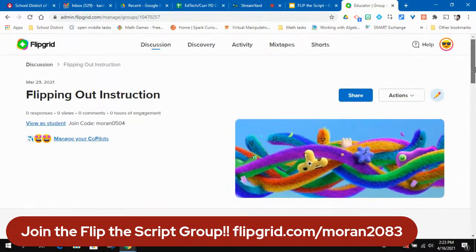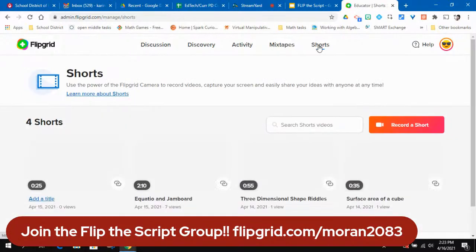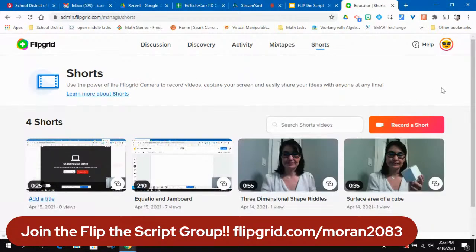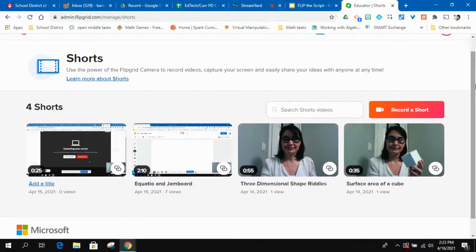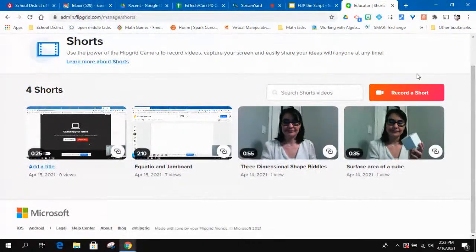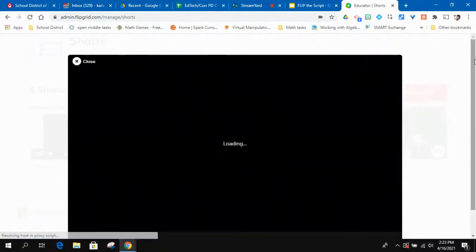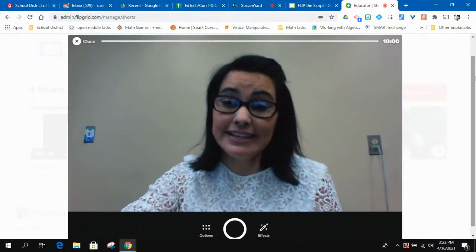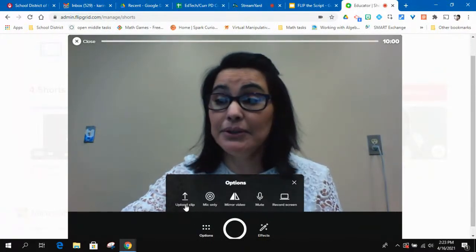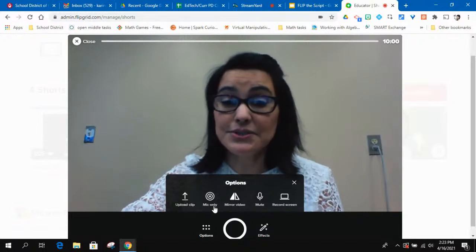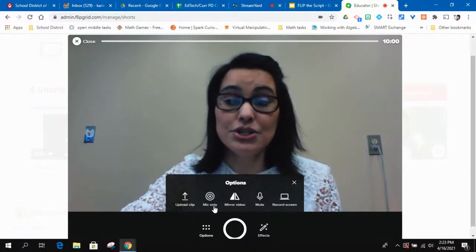On top of that, I wanted to share with you about Shorts. So Shorts is an ability to record your screen or to record a message. I already have some Shorts created, and I'm just going to walk you through it really quickly. All you have to do is push record a short. Now you have some choices to make. Right here, I can see myself, but under options, I can click and see that I can upload a clip. I can just use the microphone if I want to share just the screen.